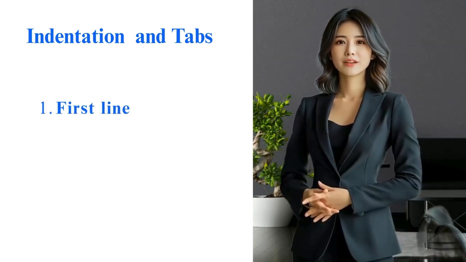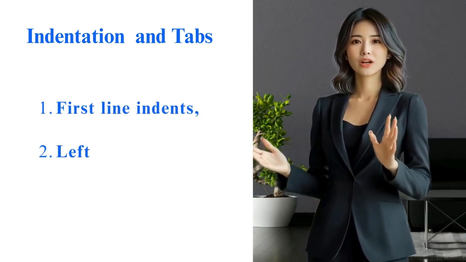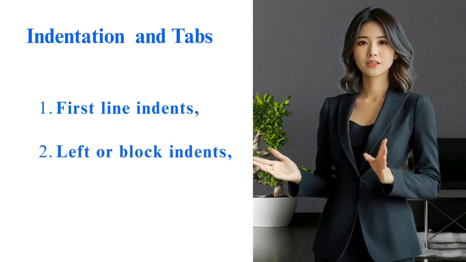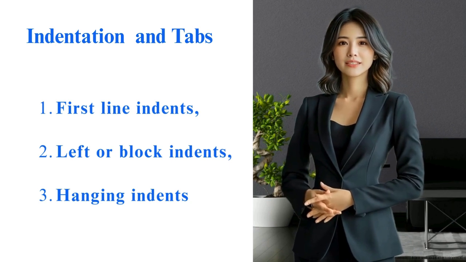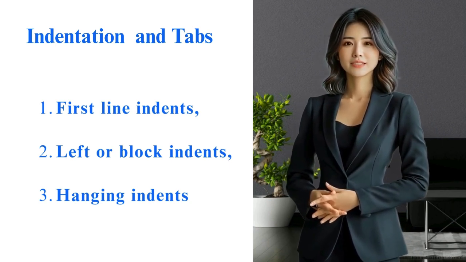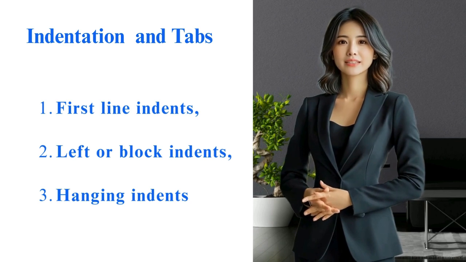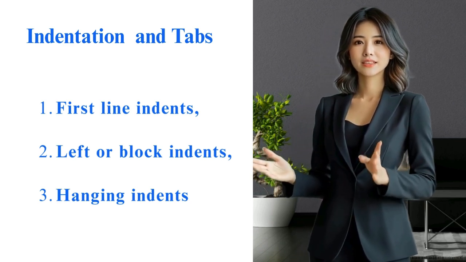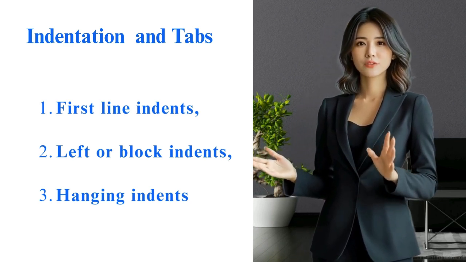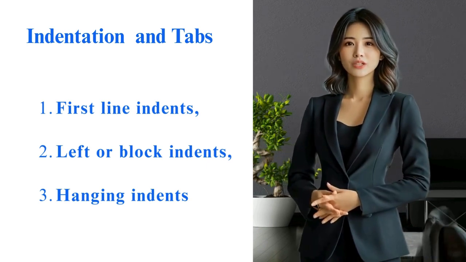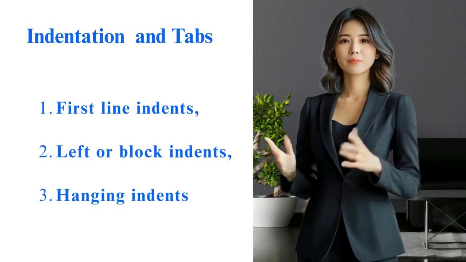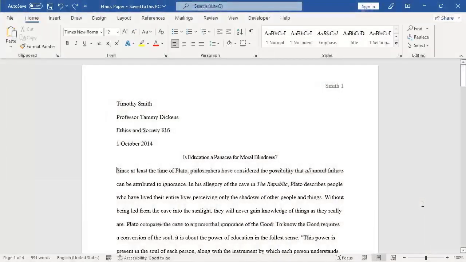But some types of indenting require a bit more knowledge of formatting options. This video will demonstrate 3 types of paragraph indents: first line indents, left or block indents, and hanging indents. To help clarify each of these paragraph indents, we'll also explain how to interpret and use the ruler that appears above your document. Here's a humanities research paper you've been assigned to write in MLA format.